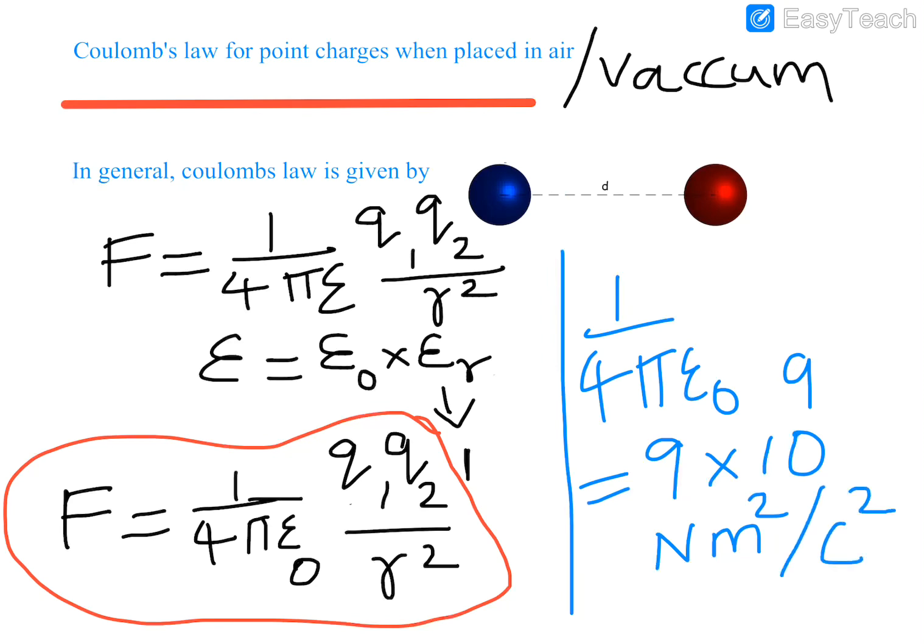You can verify the unit by dimension analysis. You will get Newton meter square divided by Coulomb square. Here you can see a new unit, that is Coulomb, capital C. Capital C is called Coulomb. Coulomb is the unit of charge. SI unit of charge is Coulomb. That is why you are getting Coulomb square here. So remember that SI unit of charge is Coulomb.